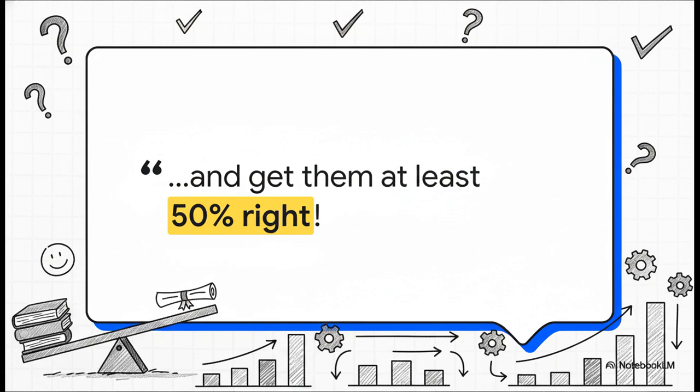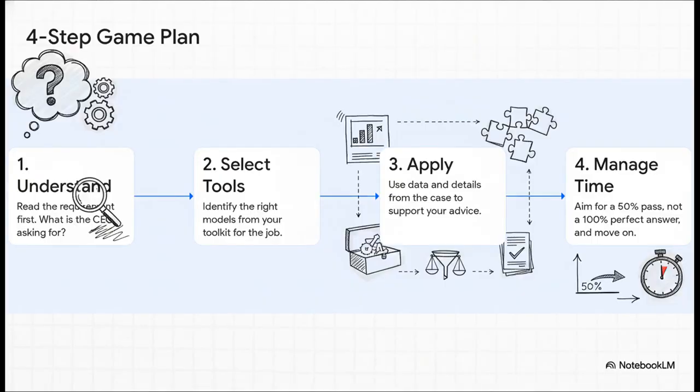The goal here is simple. It's to pass. So here it is, your 4-step game plan for every single question you face. Step 1. Understand the client's problem. That means reading the requirement first to see what the CEO is actually asking for. 2. Select your tools. Go into your toolkit and pick the right models for the job.